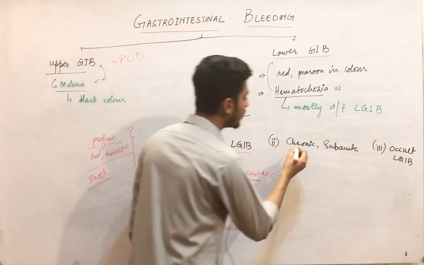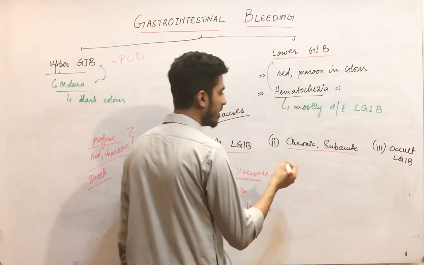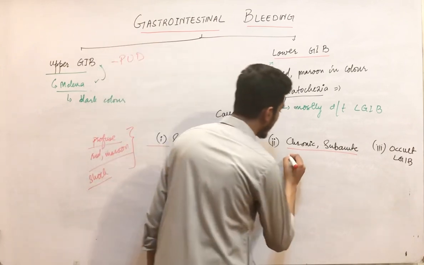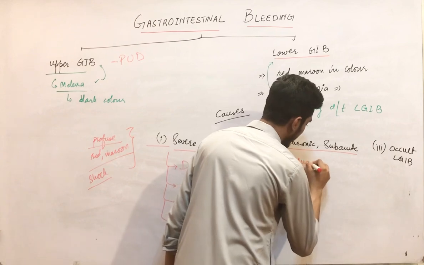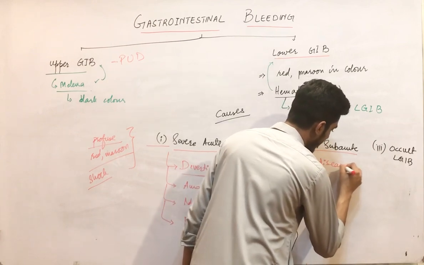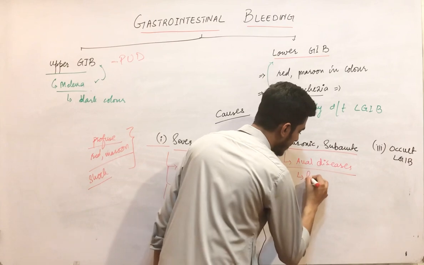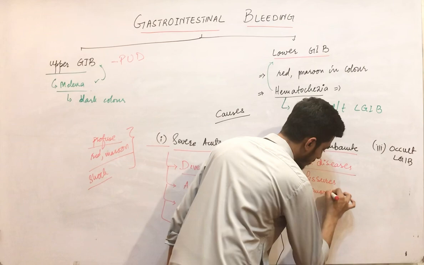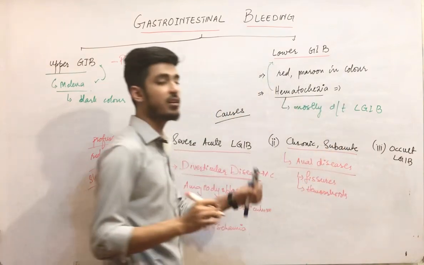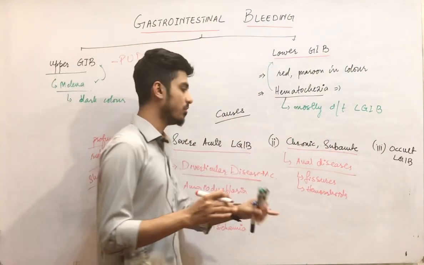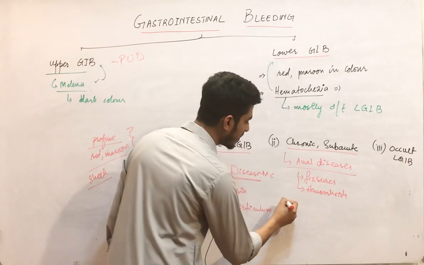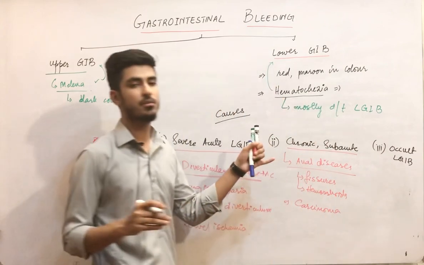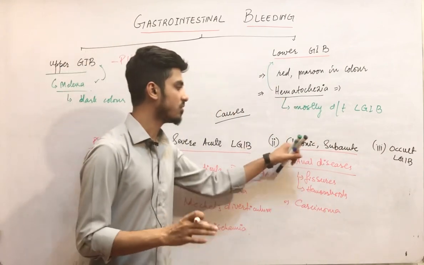Then we have chronic subacute lower GI bleeding. In this, it is not associated with shock, and it is chronic loss of blood. So here we have causes like the anal diseases, and those include, for example, fissures. We have hemorrhoids. They are basically anal diseases, and they are included in chronic subacute lower GI bleeding. Then carcinoma is also included here in chronic subacute lower GI bleeding. Clear? So these are the causes of chronic subacute.